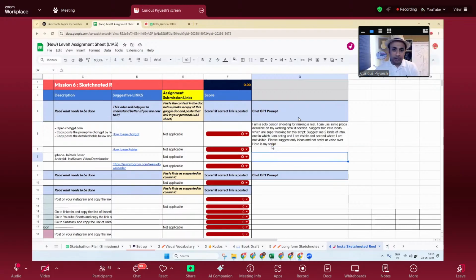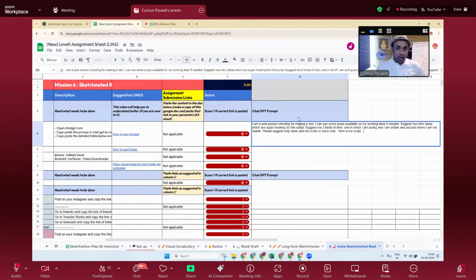So that's the ChatGPT prompt, which is, I'm a solo person shooting for my reel. I can use some props available on my working desk if needed. Suggest 2 intro ideas which are super hooking for the script. Suggest me 2 kinds of intro, one in which I am acting and I am visible, the second where I am not visible. I always suggest that you should have your face on the reel if you want to establish your brand as a trainer. Please suggest only ideas and not script or voiceover.